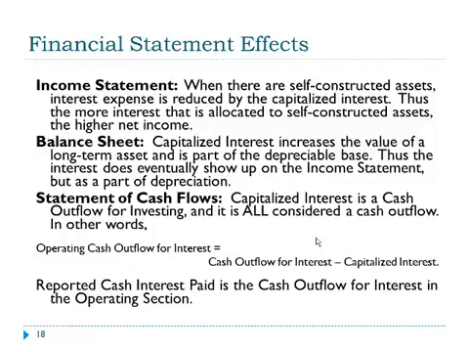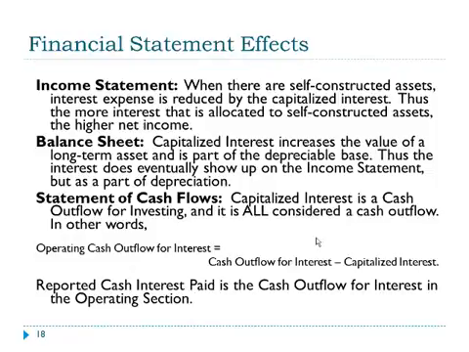These are the financial statement effects. On the income statement, when there are self-constructed assets, interest expense is reduced by the capitalized interest. Thus, the more interest that's allocated to self-constructed assets, the higher net income is. On the balance sheet, capitalized interest increases the value of a long-term asset and is a part of the depreciable base. Thus, the interest does eventually show up on the income statement, but only as a part of the depreciation, the wear and tear on the asset constructed.